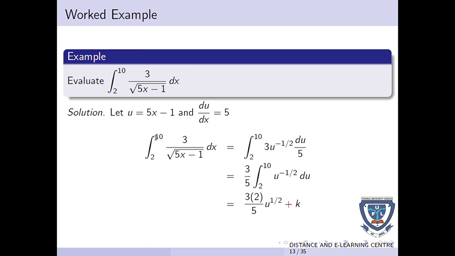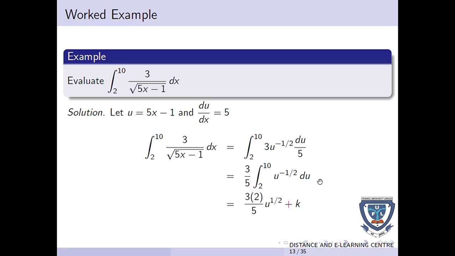Another example here, say evaluate over the range of 2 and 10 of 3 over square root of 5x minus 1 dx. Solution, let u equal 5x minus 1 and du dx equal to 5. So the integral from 2 to 10 of 3 over square root of 5x minus 1 dx will give you the integral from 2 to 10 of 3 u raised to the power minus 1 over 2 du over 5. Now, when you simplify properly, you're going to have 3 over 5 integral going from 2 to 10 of u raised to the power minus 1 over 2 du.